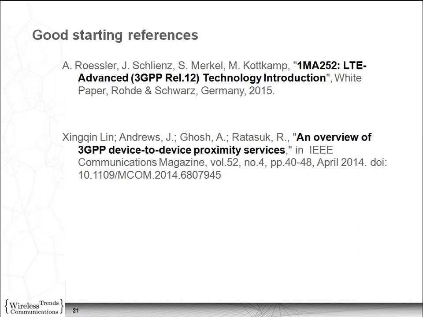And you have an overview of 3GPP device-to-device proximity services. This is also a very nice paper. It's also talking about all the characteristics of device-to-device. It's also a paper that is going to give you some information from academia and also some information from industry, so you can have a more global view of what D2D means.